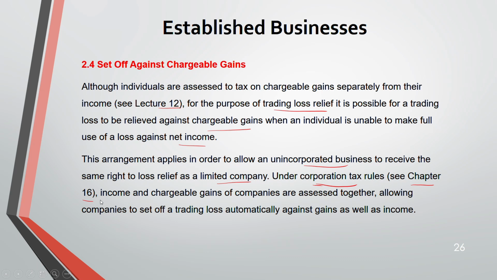Under corporation tax rules, income and chargeable gain of a company are assessed together. You don't have to know the detail now, just know briefly that for a company's purposes, they take their income and chargeable gain and add them together. Because they are adding them together, they get their loss relief against chargeable gain as well. So to bring the sole trader in line with the company, to give them the same right, they are now allowed relief against chargeable gain.